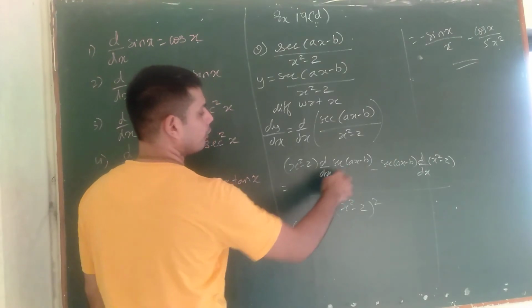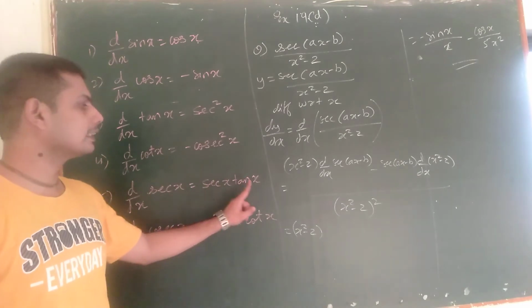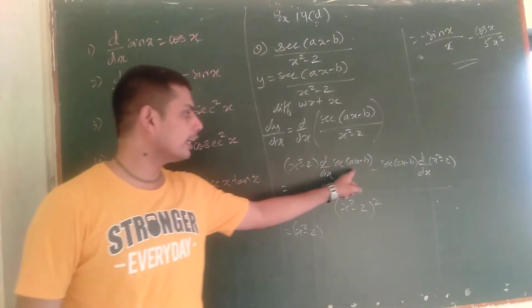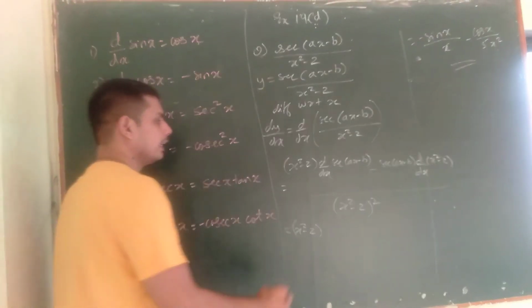Okay? So now we have x square minus 2 outside the derivative, so we will write it as it is and write the derivative of sec. What is the derivative of sec? So the derivative of sec is sec x tan x. In place of x we have ax minus b. So this becomes sec(ax minus b) tan(ax minus b).